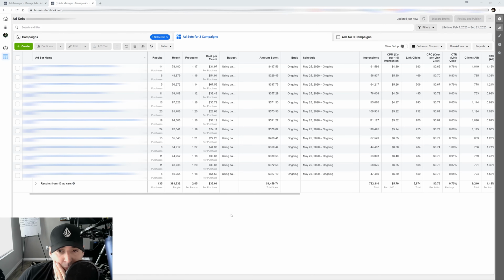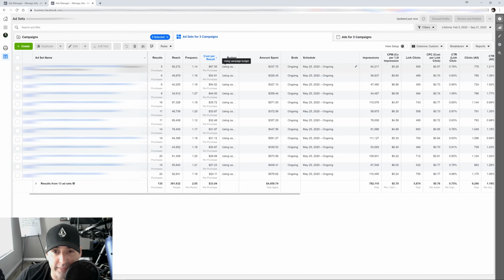So for example, I pulled up one of my campaigns here, one of my other accounts, and as you guys can see, you can see the different results and the cost per purchase, right? This is a niche that I know pretty well, so they're all converting. But if you look at it, none of them are really winners if you really break down the cost.